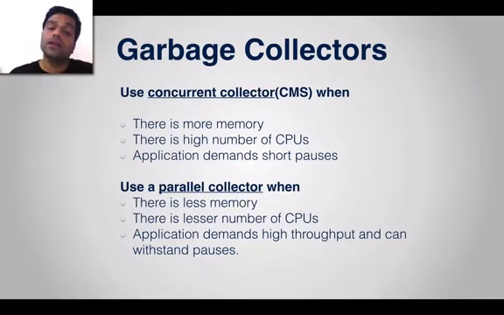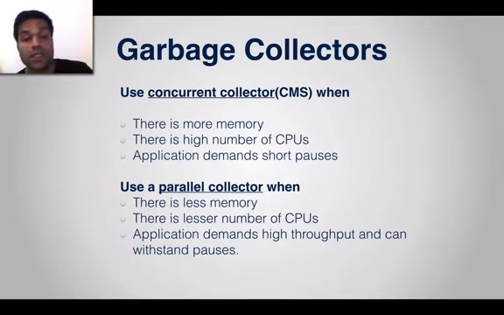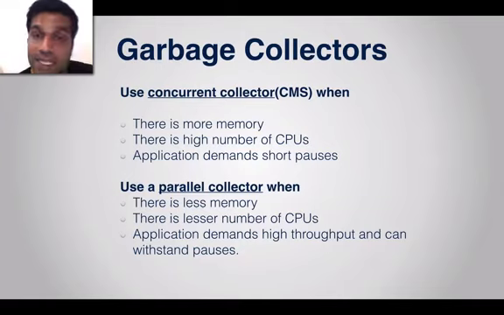The concurrent garbage collector has to be used when there is more memory and a high number of CPUs, because it's a concurrent process that keeps on running with your application. So you should have a lot of CPU to spare, because apart from your application, you are letting the concurrent thread also run. And when very short pauses of garbage collections are desired, that means if your application has to be responsive or have less latency, you should use the concurrent garbage collector.